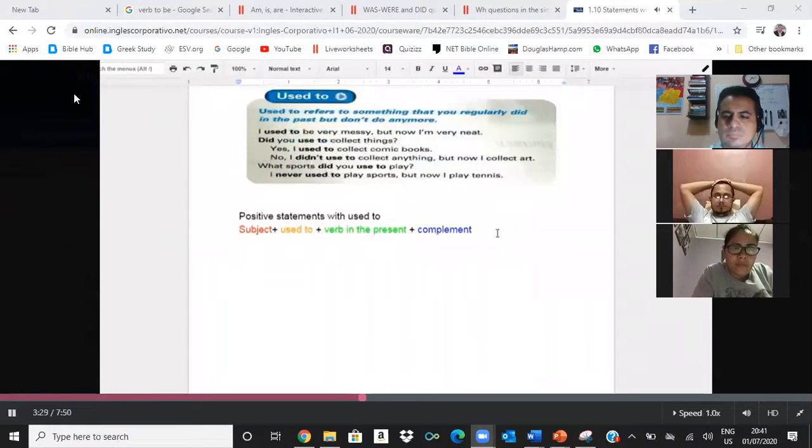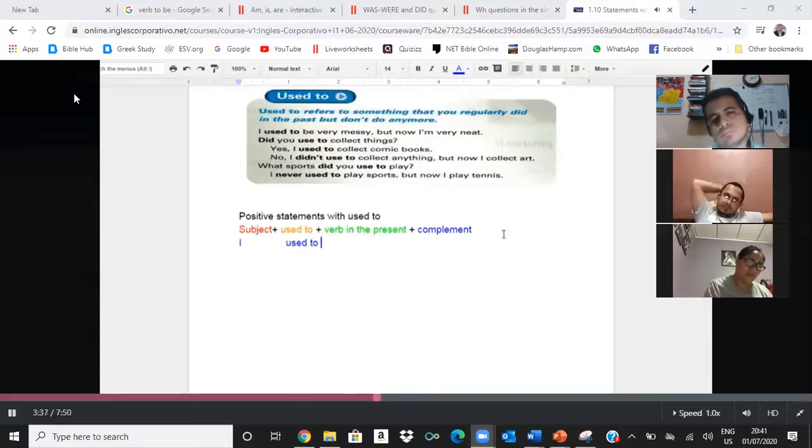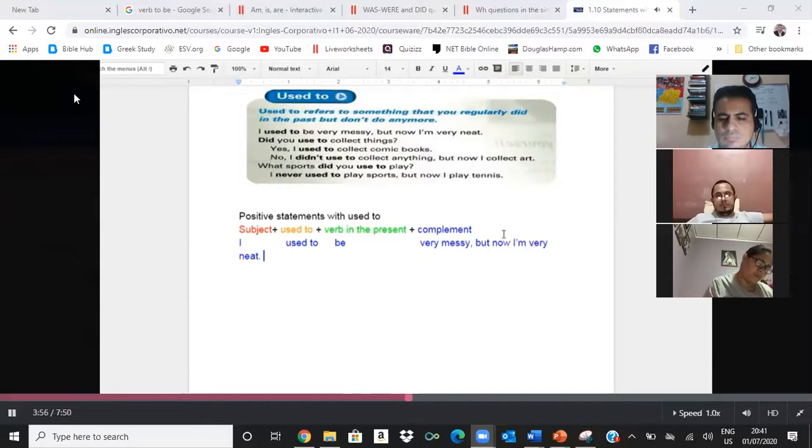So what we're going to do at this time is borrow that first example that you see there. We have I as the subject, and then this follows used to, and then we're going to have the verb. It's going to be in the present. So I used to, and in this case be, very messy, but now very neat. There we go.